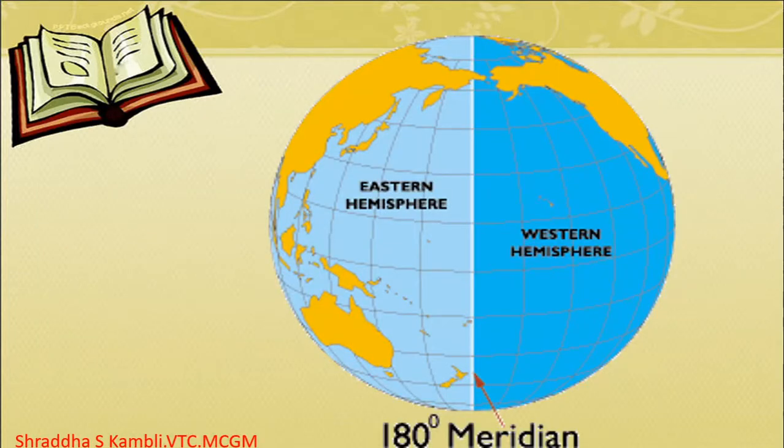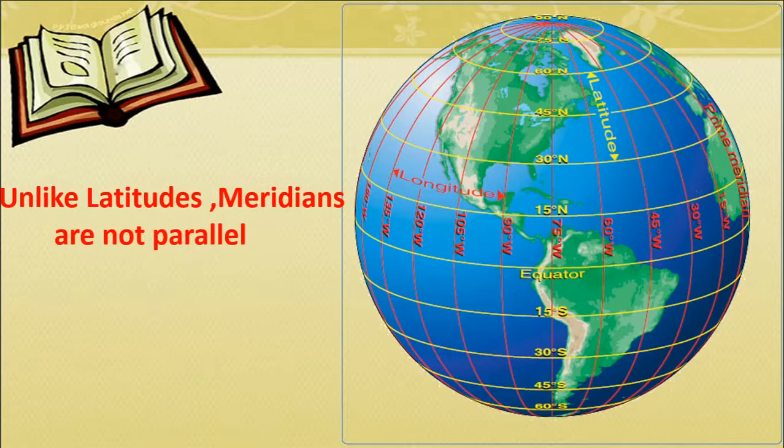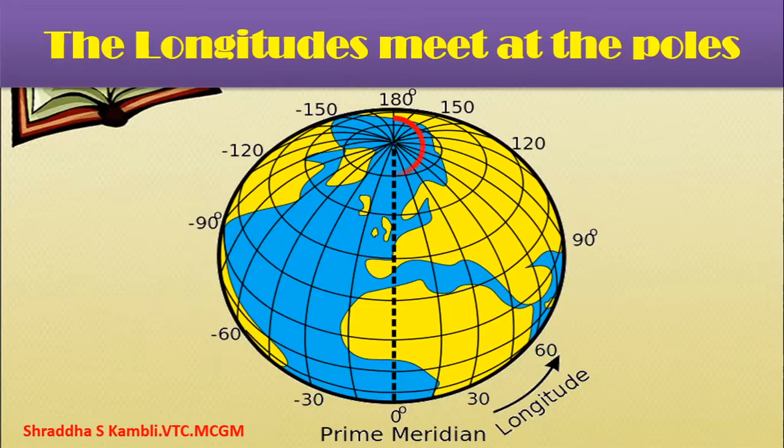See here, 180-degree meridian. This longitude divides the earth into two hemispheres again, but it is not the north and the south. It is the eastern hemisphere and the western hemisphere. So this is how the longitude divides the earth into two parts. And unlike the latitudes, these meridians are not at all parallel to each other, children. That is, they do not have the same distance amongst them. For example, see here, this much is the distance between two longitudes, but as you go higher, the distance goes on reducing. That is why we say that meridians are not parallel. And all the longitudes go and meet at the poles.